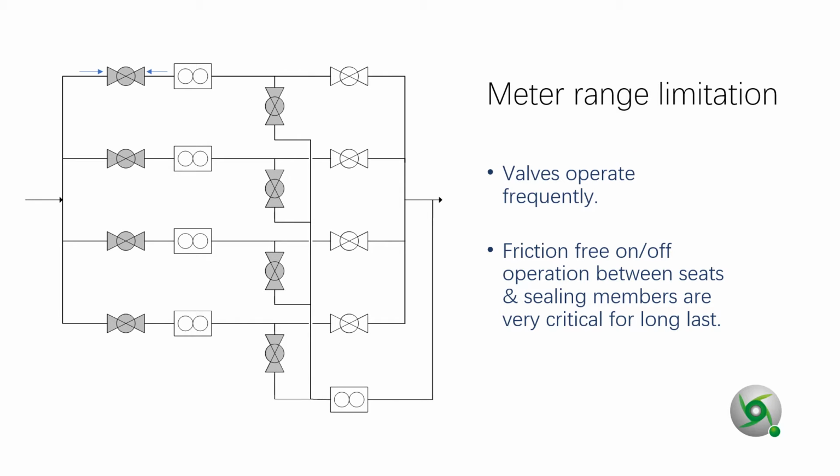Meter range limitation exists in all types of meters. To keep meters operating under their range, the common solution is to connect meters in parallel and switch valves on and off frequently to keep the running meter within its range limitation.